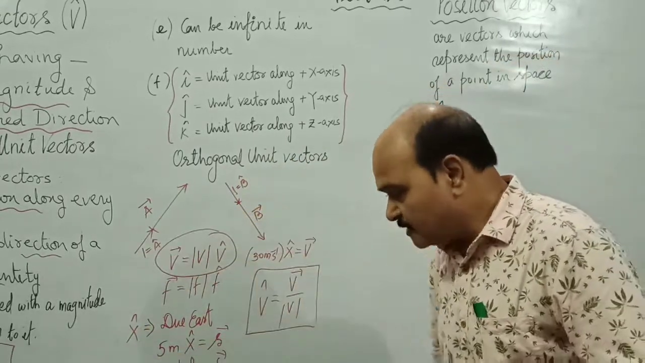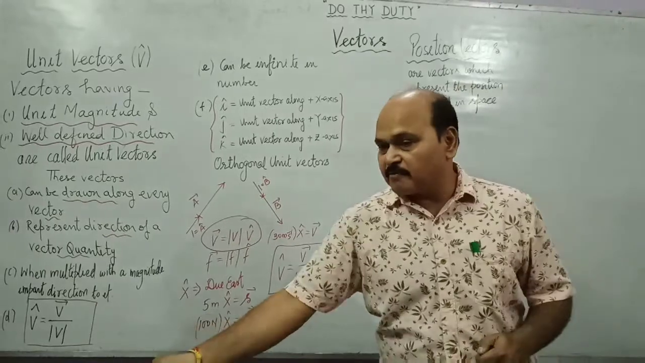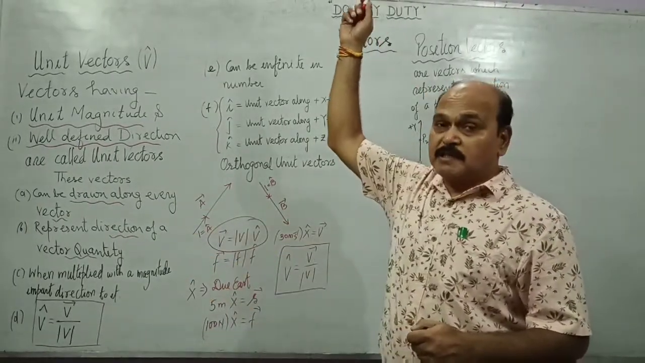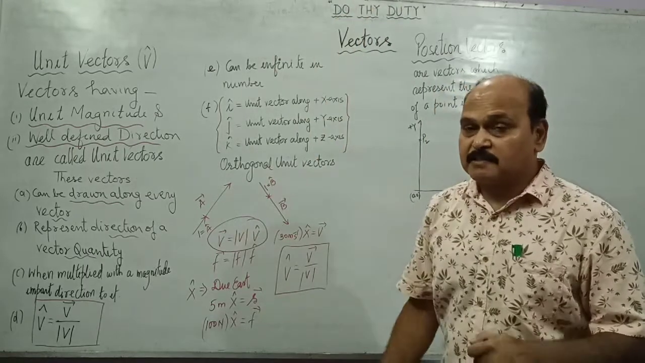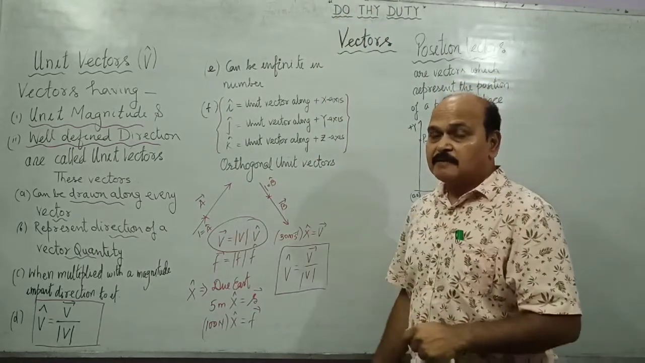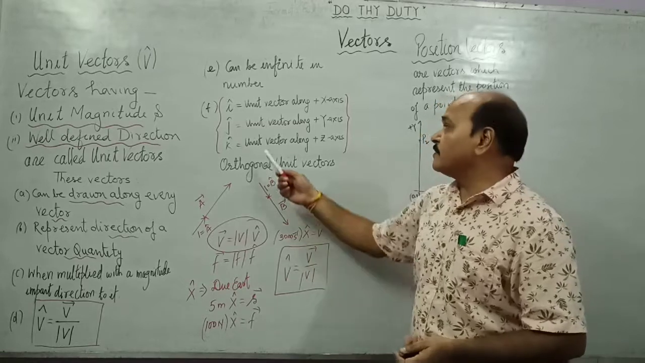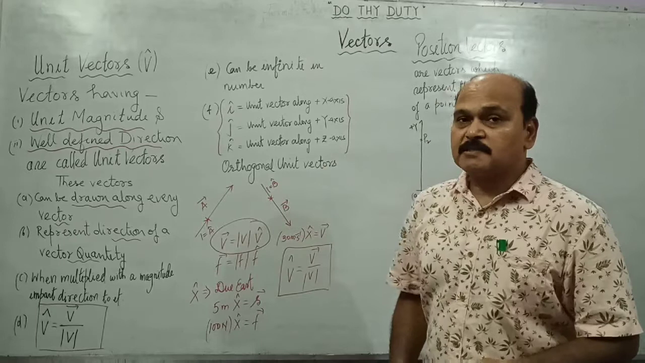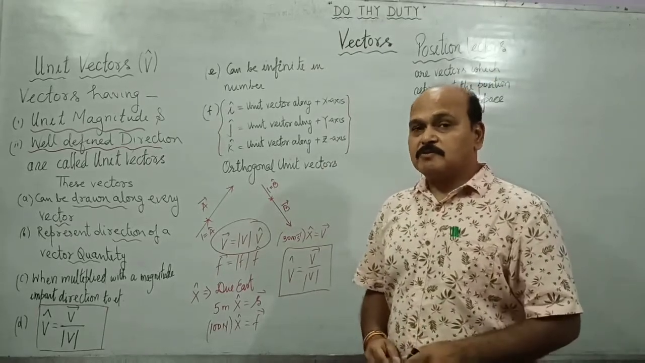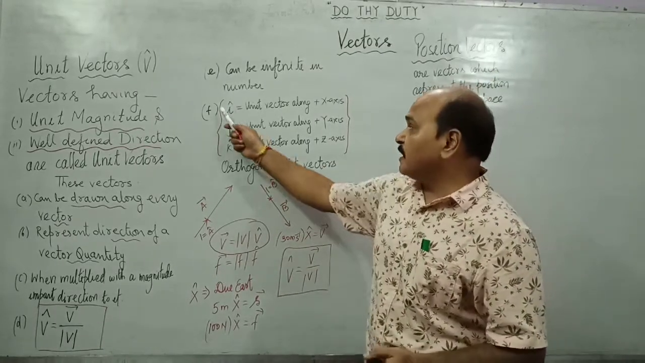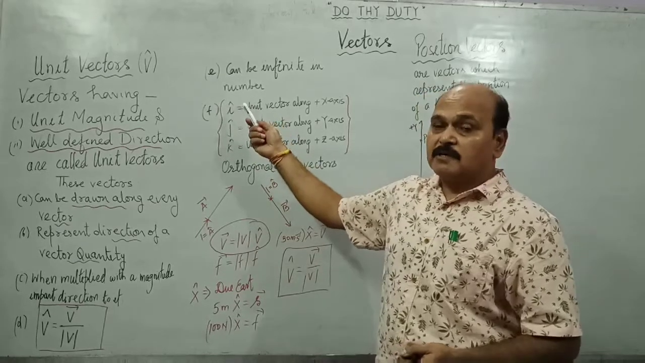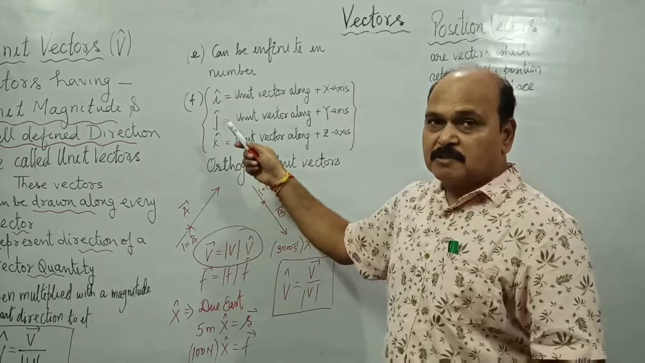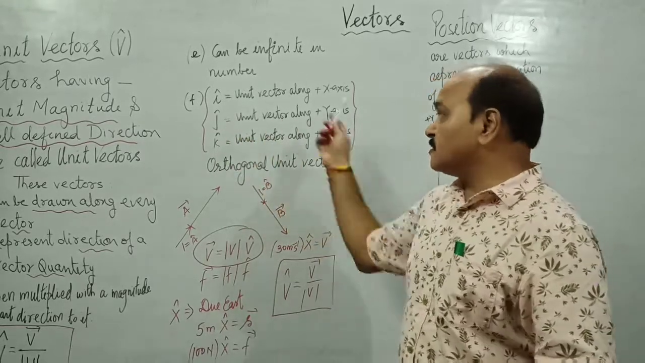If this edge of the room happens to be the x-axis, this edge of the room happens to be y-axis, and this edge of the room happens to be z-axis, then along these axes I, j and k are the unit vectors. I cap, j cap and k cap are the unit vectors along positive x-axis, positive y-axis and positive z-axis. If we write minus I cap, it becomes a unit vector along negative x-axis. If you put a negative sign along these unit vectors, their direction is just reversed.